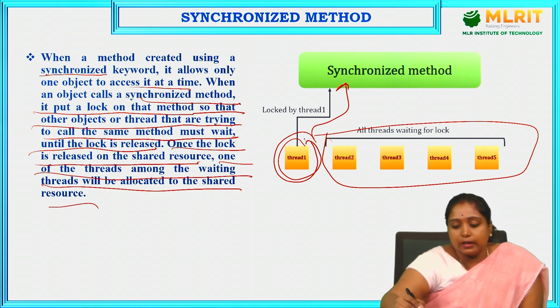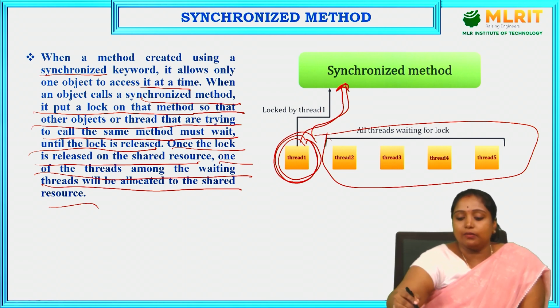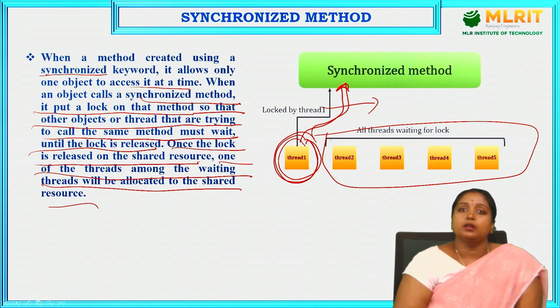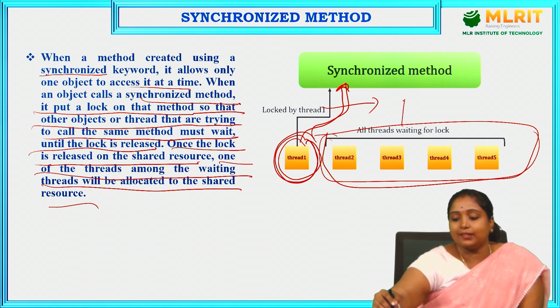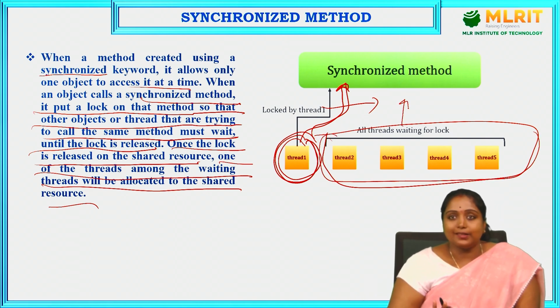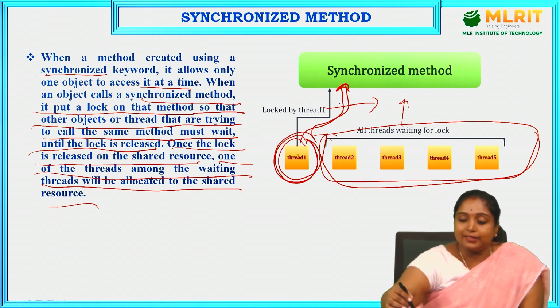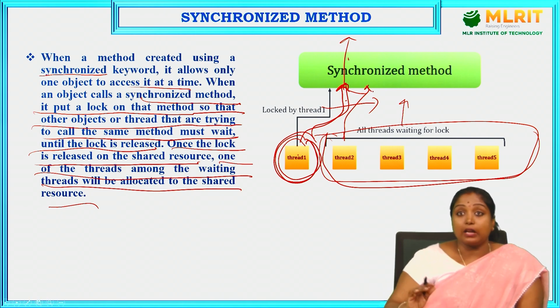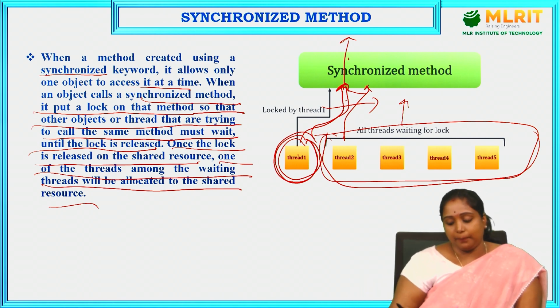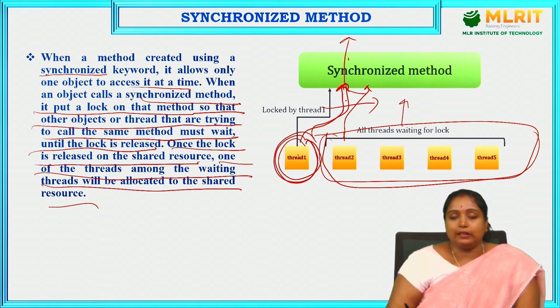So whenever it is executing this, it will lock the particular method. All other threads that want to access this method have to wait for some time until thread 1's execution is completed. Once its execution is completed, then the other thread can access it, one thread at a time. This is what a synchronized method is.